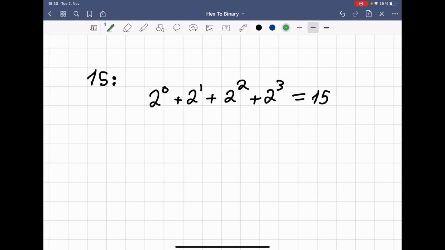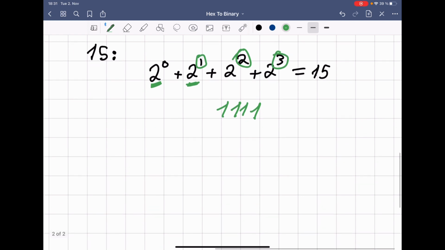Anyway, so 2 to the power of 0, which is the first place, is 1. And then we have 2 to the power of 1, which is another 1. And then 2 to the power of 2, which is the third place, which is another 1. And then we have another 1. So looking at these, this is basically the 0th place, the first place, the second place, the third place. So here we look at 0, 1, 2, and 3.